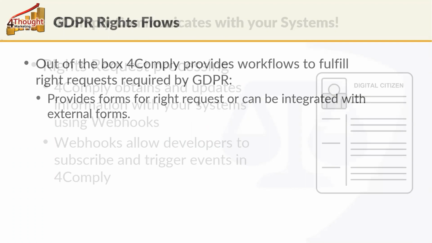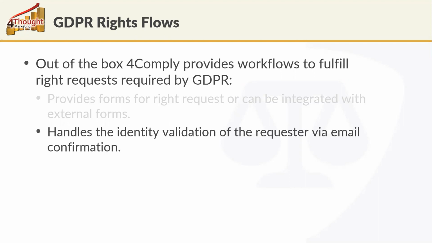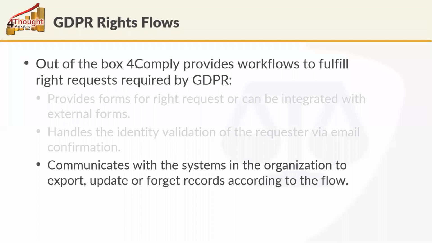So basically, out of the box, we have the solution to comply with the flows up to the point where a user can request a right, and we provide forms for that. The logic within 4Comply can be customized to identify which regulation applies to a given digital citizen. We'll then handle the identity validation to make sure that whoever is requesting the right is the person that claims to be. So there's an email validation process out of the box to, again, confirm that's the right person.